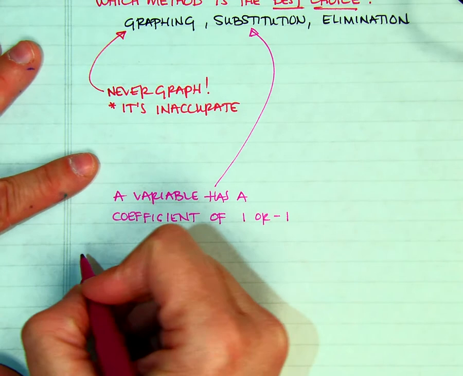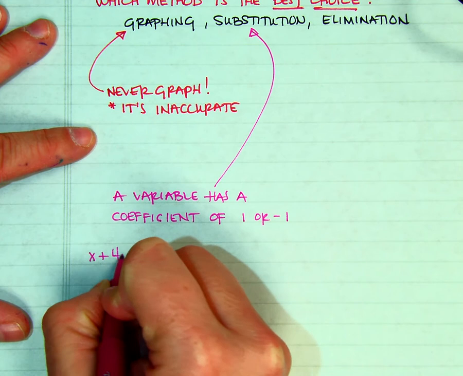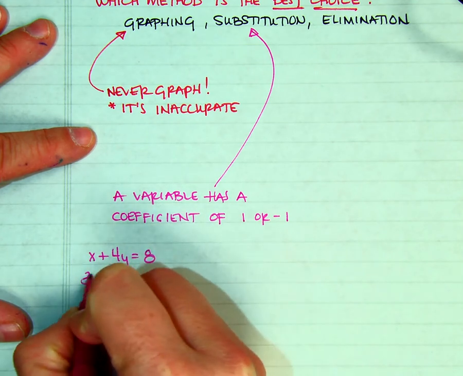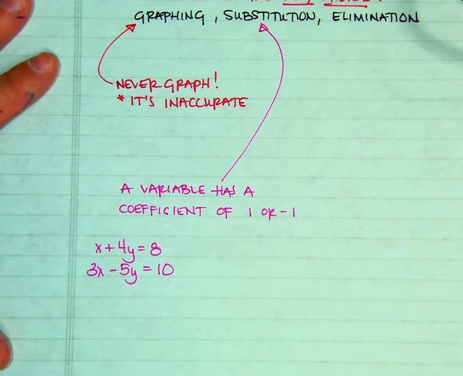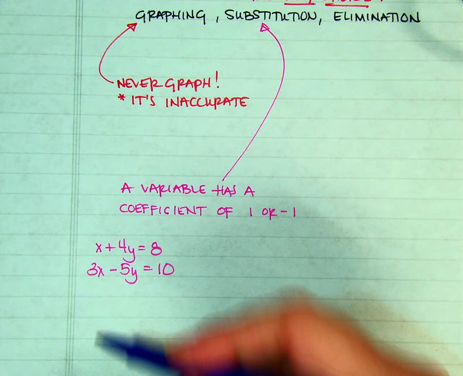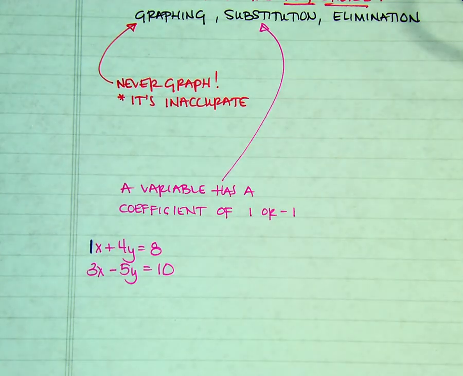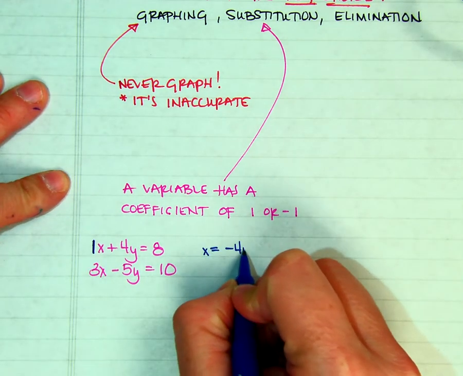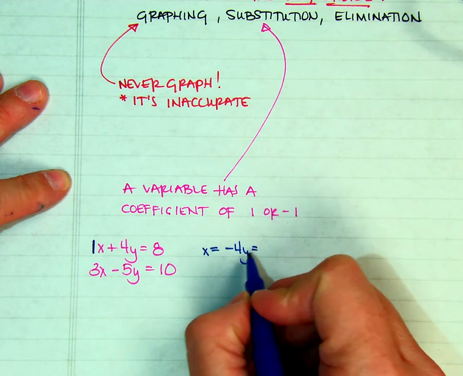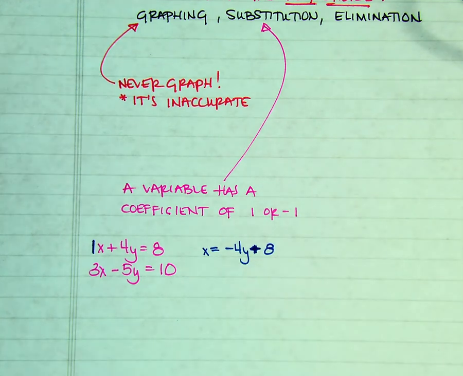So if I have this system, and I'm not going to actually solve it, so don't do that, please, the first thing I'm going to notice is that this has a coefficient of 1. So I could very easily solve for that variable and then substitute it back in.